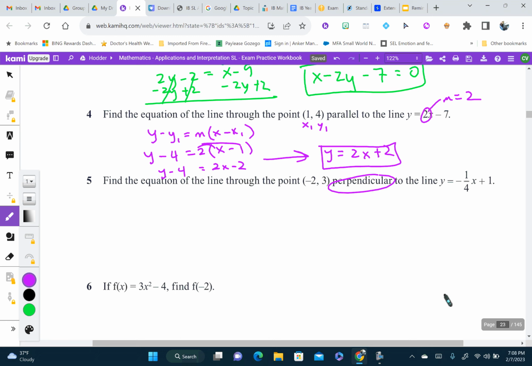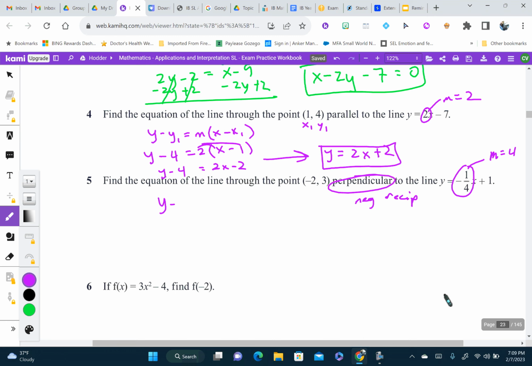As soon as you see this word perpendicular, think of negative reciprocal. The negative reciprocal of this negative 1/4: make it the opposite of negative, which is positive. So our m is equal to positive, and 1/4 flipped around, or the reciprocal of it, is just 4. So our m is 4.